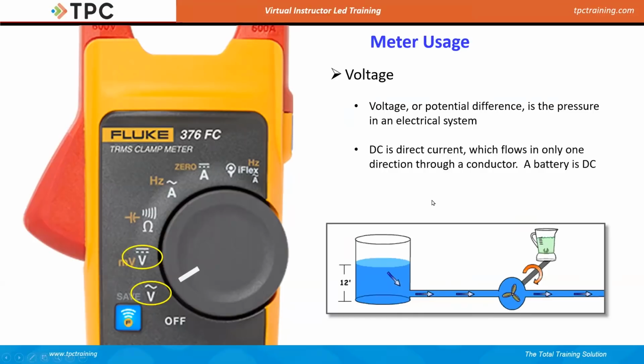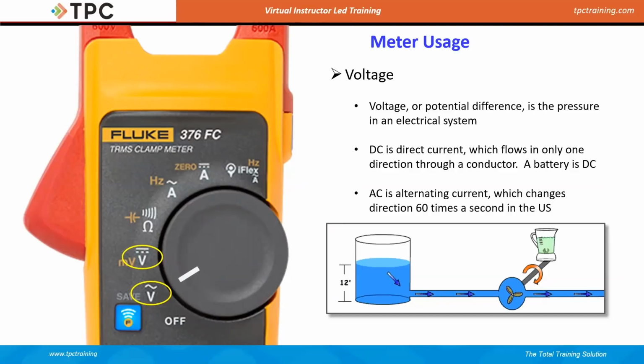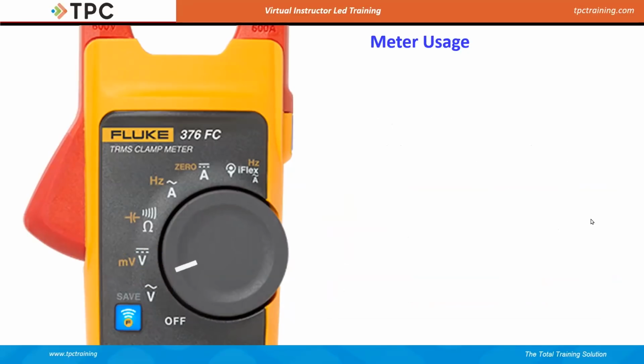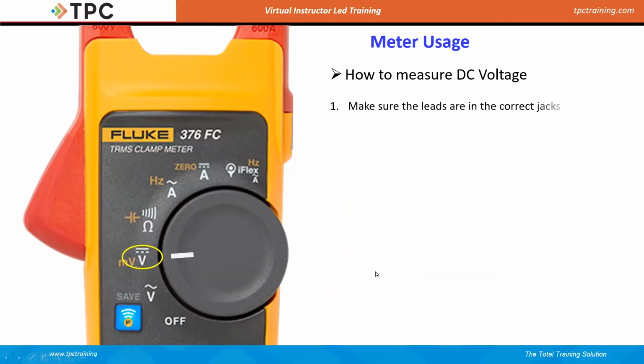DC is direct current. That means the current is only flowing in one direction, like a battery. AC is alternating 60 times a second here in the United States, alternating the direction. We call that the frequency. How do we measure DC? So again, look at the symbol there.